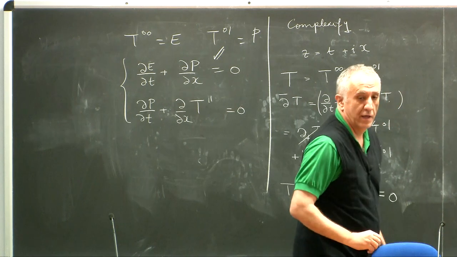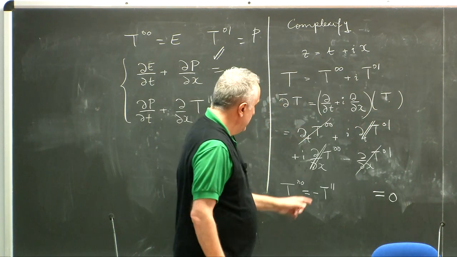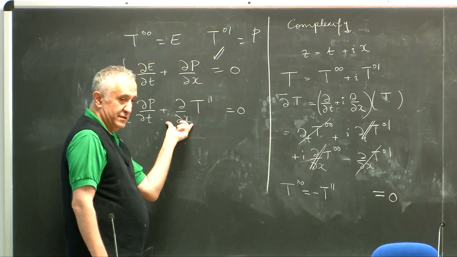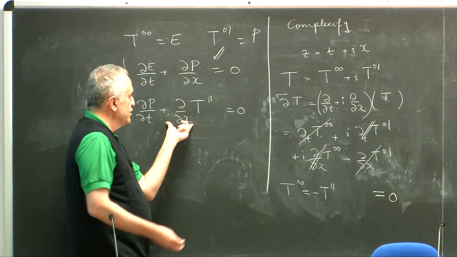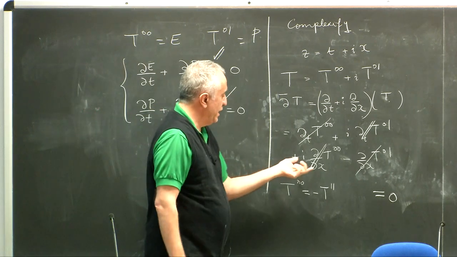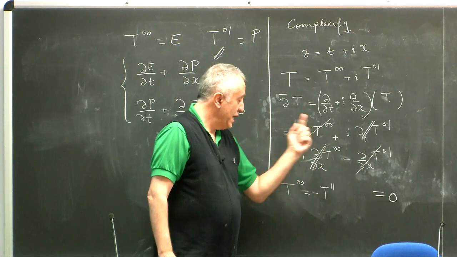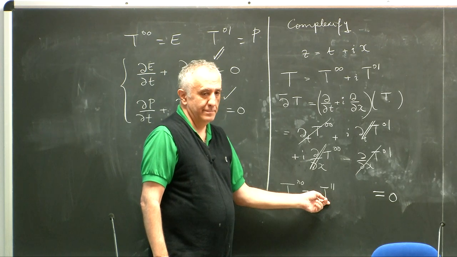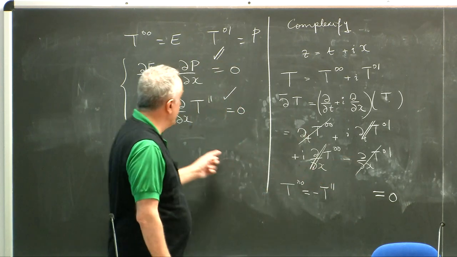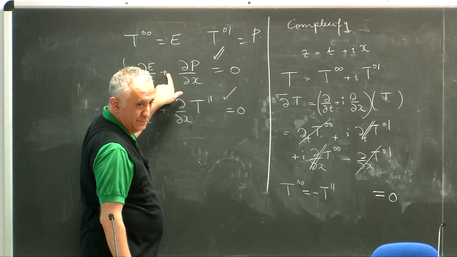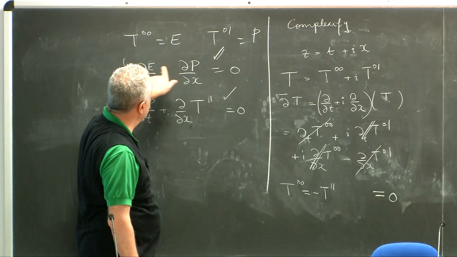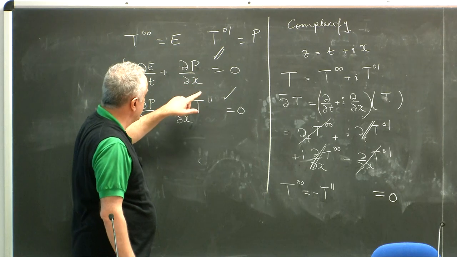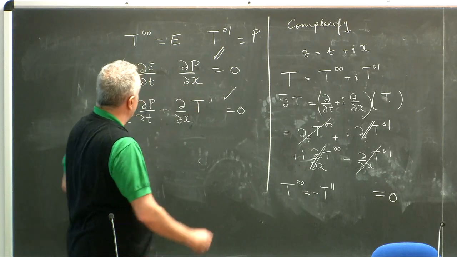If T00 is minus T11, then I have this second conservation law. So this second conservation law can be used to cancel these extra terms if T00 is set to minus T11. And how do the first and the last terms cancel? They cancel immediately because of that. This is T00, this is T01. Well, it has to be minus to cancel.